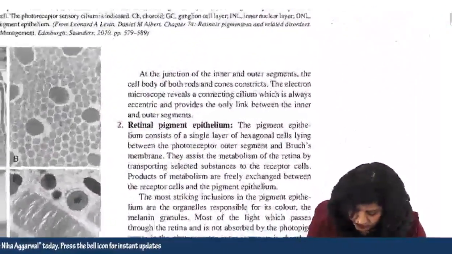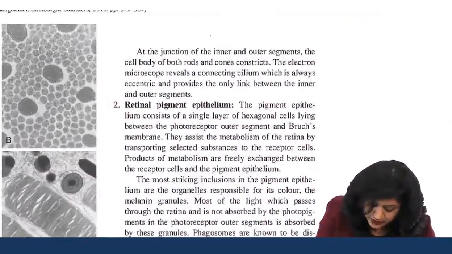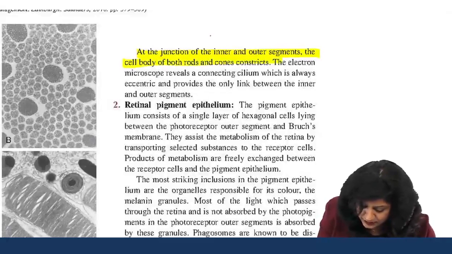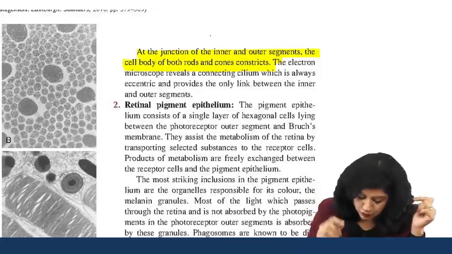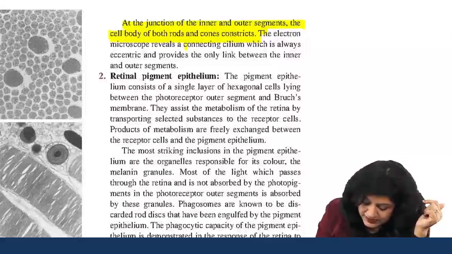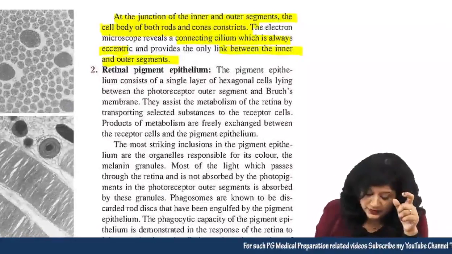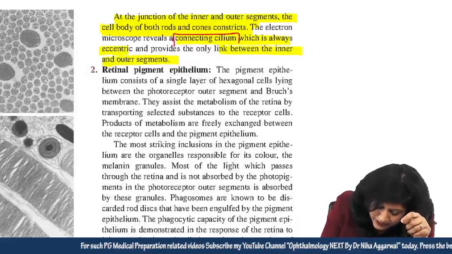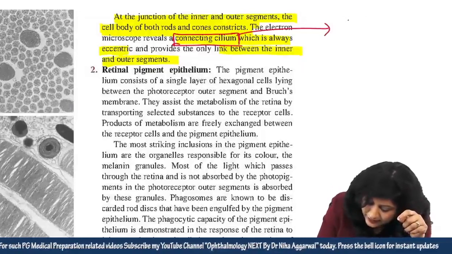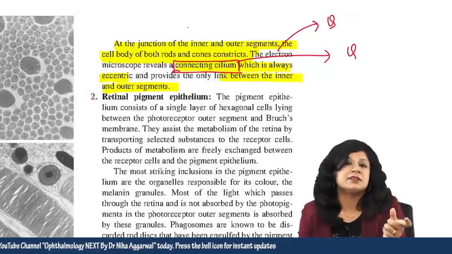Now at the junction, see they are saying something. They are saying that if you look at the junction of the inner segment and outer segment, the cell body is constricting, and we were looking at them by electron microscopy. The electron microscope reveals a connecting cilium which is always eccentric and provides the only link between the inner and outer segment. So they can ask you one question: what is the connecting link between the outer segment and the inner segment? It is the cilium. And how can you see it? With the help of the electron microscope, you can see the connecting cilium between the outer segment and the inner segment.